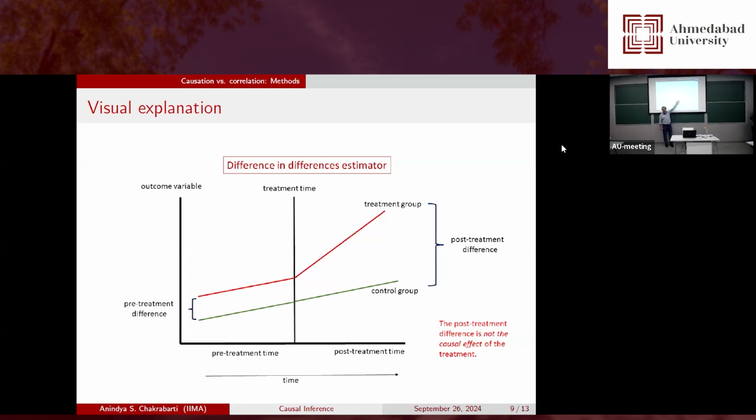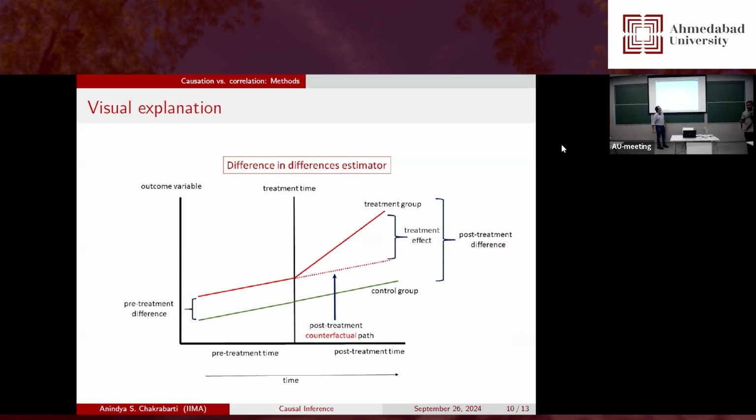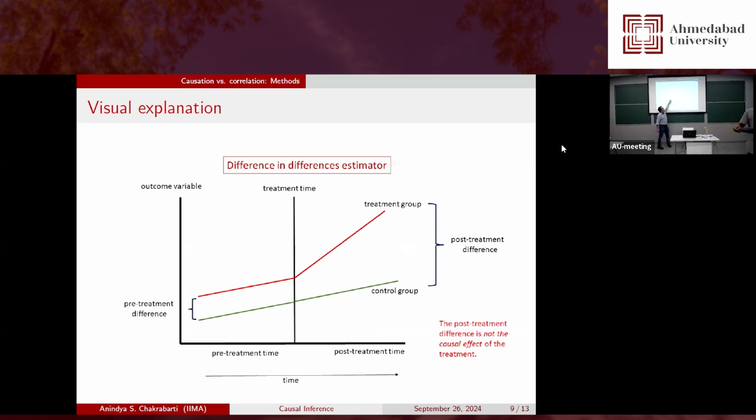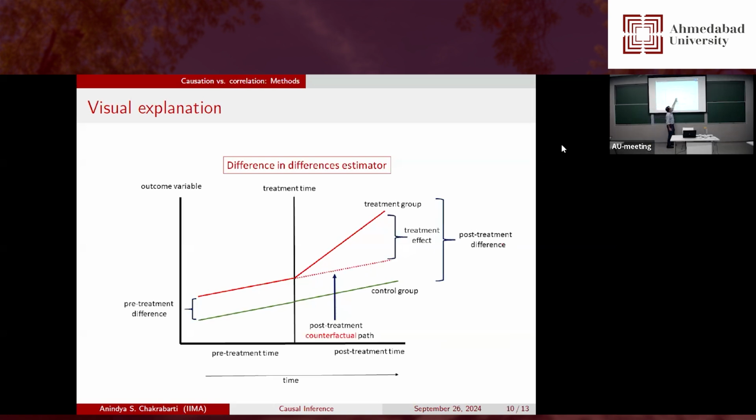Now here, the way the graph is drawn, you can clearly see that the difference increases, right? Now, which difference will I say is the true treatment effect? Is it that difference? Is it the difference from this one? This is where the name comes from, difference in differences: it should be this difference minus this difference. So the way to do it is that you extend this line, the red dotted line, and find out what is the difference here.